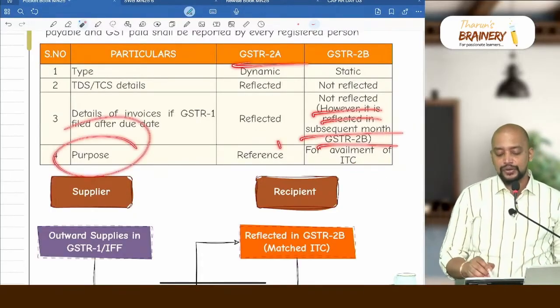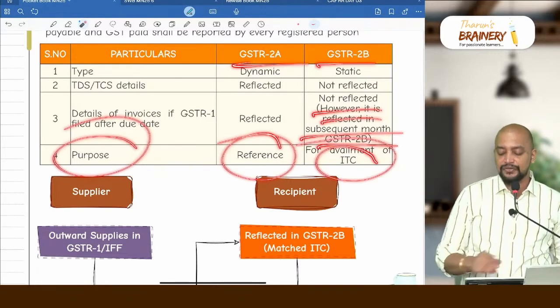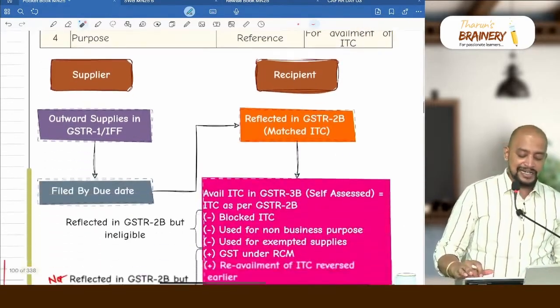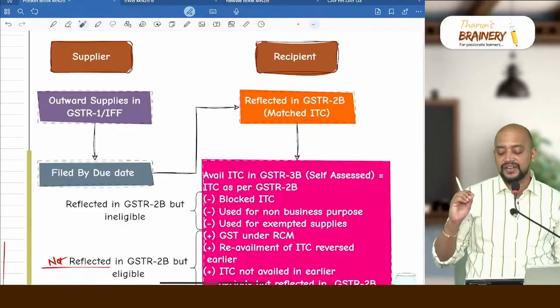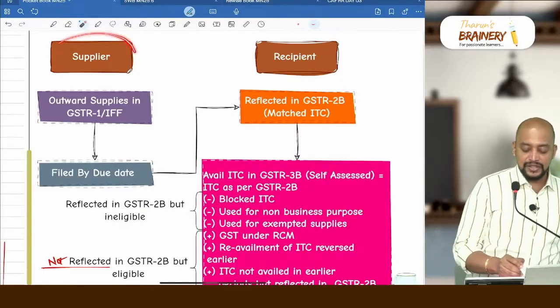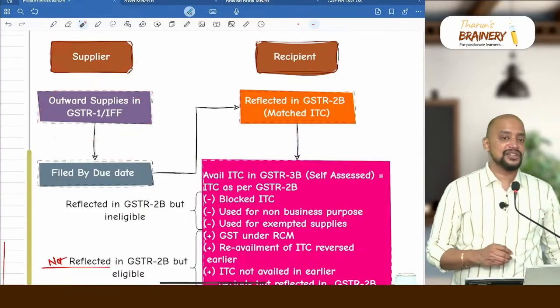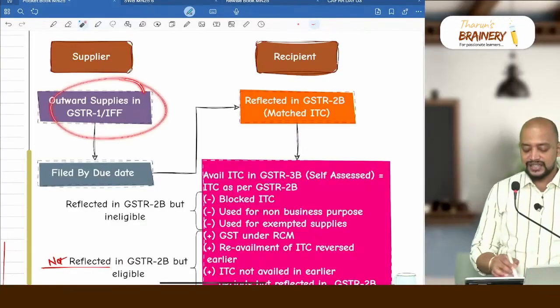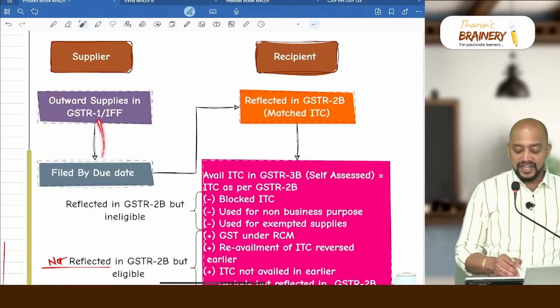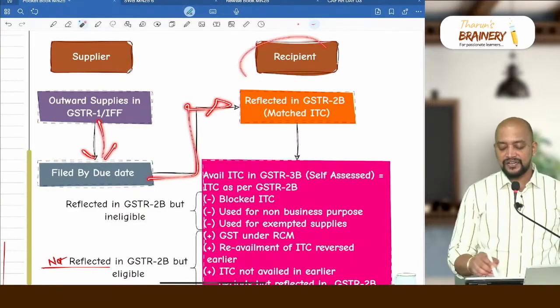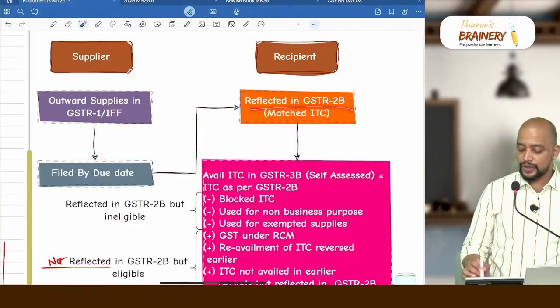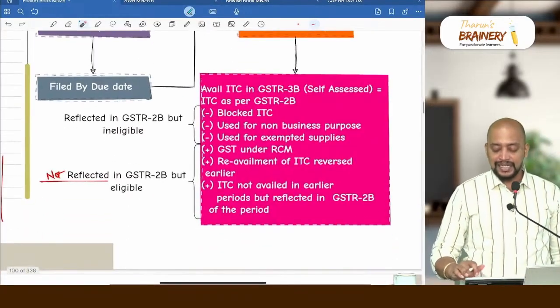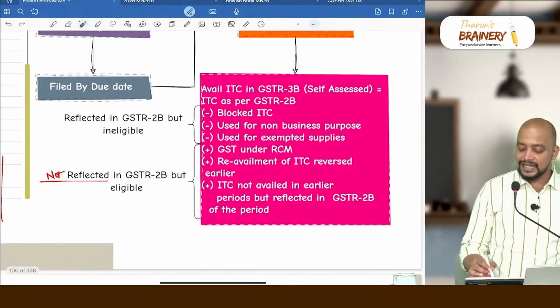And what is the purpose of 2A? It is just for reference, and 2B is for the purpose of availment of ITC. As per rule 36 sub rule 4, only that ITC which is reflected in 2B can be taken. So the supplier will file the outward supplies in GSTR 1. If it is filed by the due date, the data is reflected in 2B of the recipient, and this data or ITC is known as matched ITC. This should be taken as the base. So avail ITC in 3B.